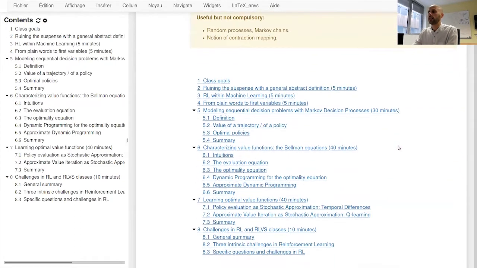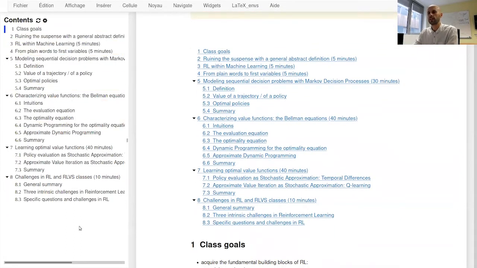So here is the outline of this class, which you can always see on the side here, but we'll just detail it quickly now. I will start by stating the class goals. I've already started doing this, but we will make it a little clearer. And then I will definitely spoil all the fun and ruin the suspense with a general abstract definition of reinforcement learning and what reinforcement learning is concerned with. Of course, this abstract definition, I will try to illustrate it with examples and try to make it very concrete for everybody.